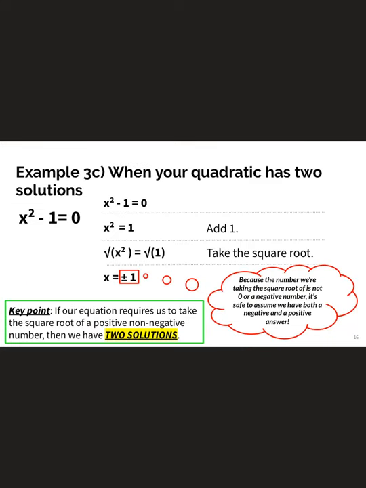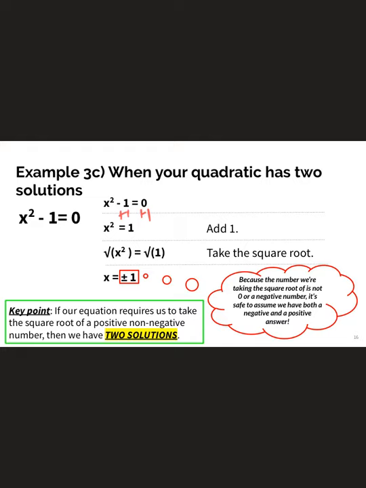In example 3c, in this case, your quadratic would actually have two solutions. So let's look at this, right? We're given the equation x squared minus 1 equals 0. And so once again, the first thing that we want to do is solve for your x squared, try to get it alone. And so what you're going to do is just add 1 on both sides. All right, so if you add 1 on both sides, then you end up with x squared equals 1.